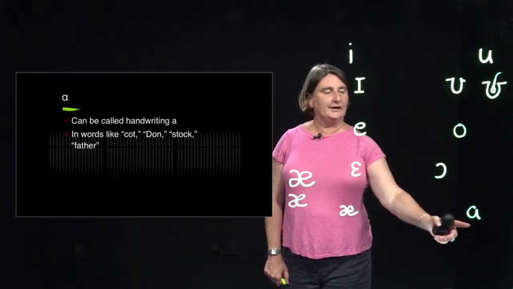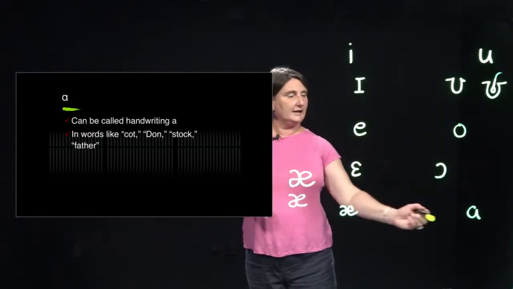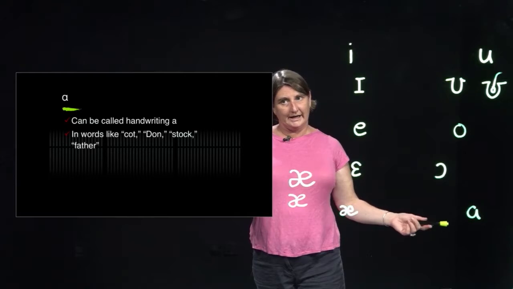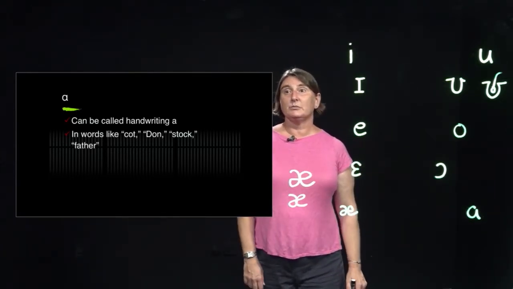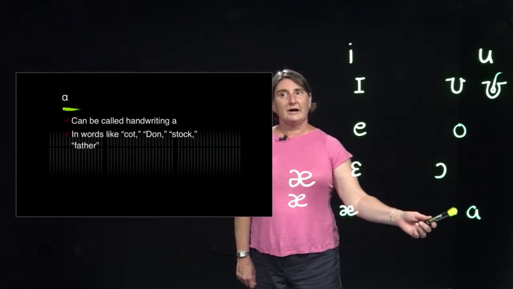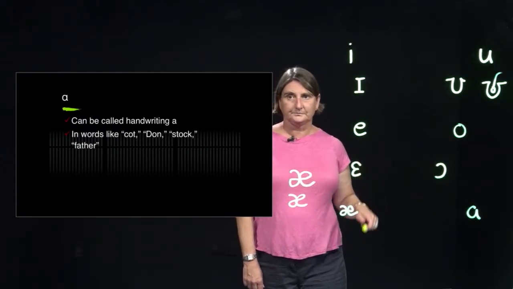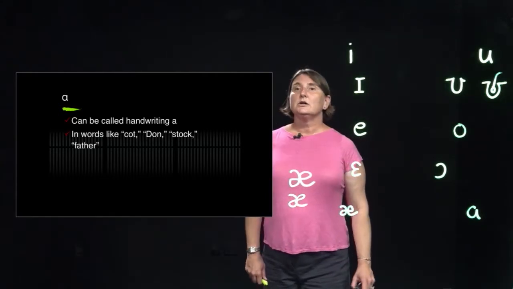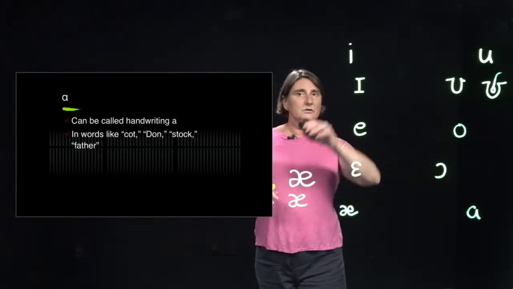We get all the way down to our final vowel here, and I call it handwriting A, because that's what a lowercase a looks like in most people's handwriting. That's going to represent the vowel in words like caught, dawn, stalk, father. So that is another good vowel to use. Okay, so we've got our whole structure here.